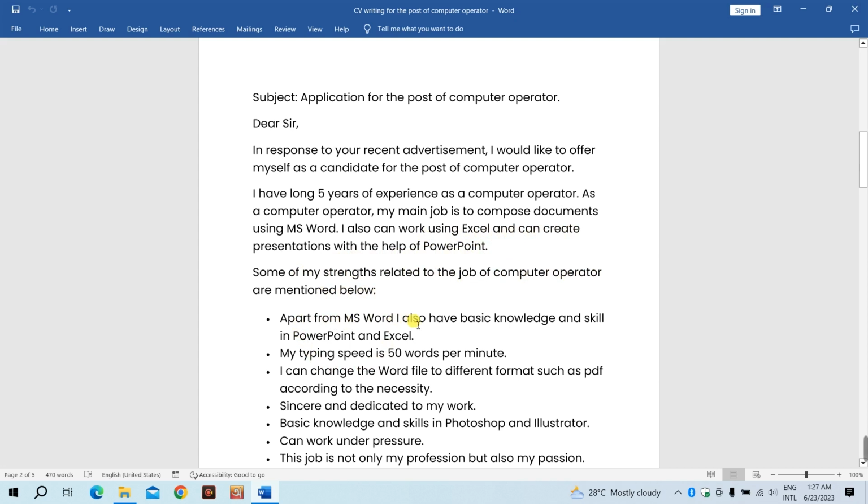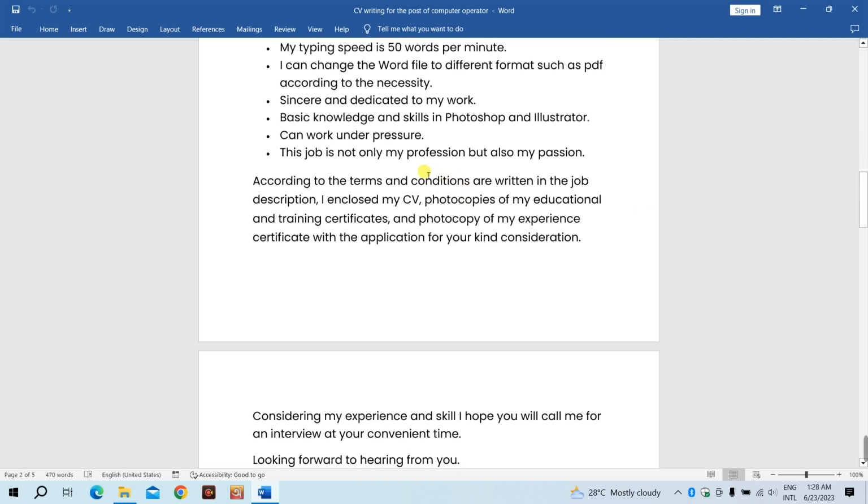Apart from MS Word, I also have basic knowledge and skill in PowerPoint and Excel. My typing speed is 50 words per minute. I can change the Word file to different formats such as PDF according to the necessity. Sincere and dedicated to my work. Basic knowledge and skills in Photoshop and Illustrator. Can work under pressure. This job is not only my profession but also my passion.